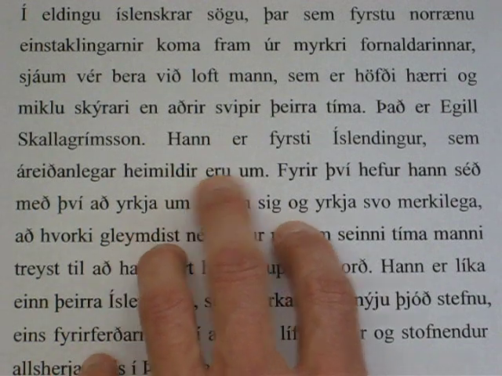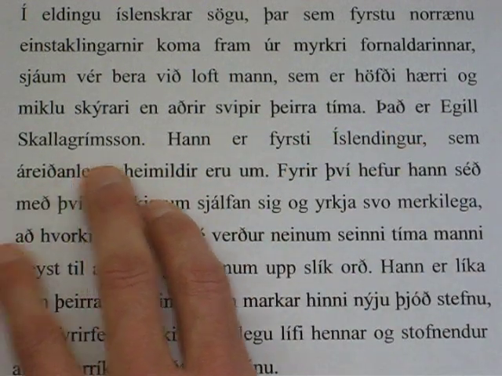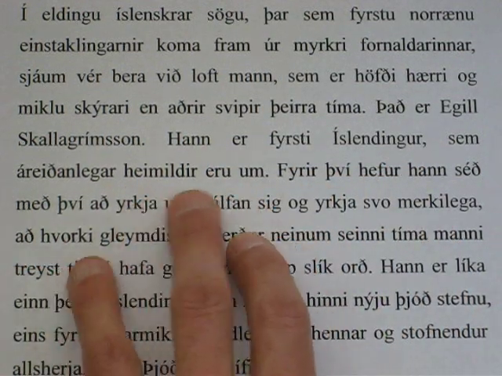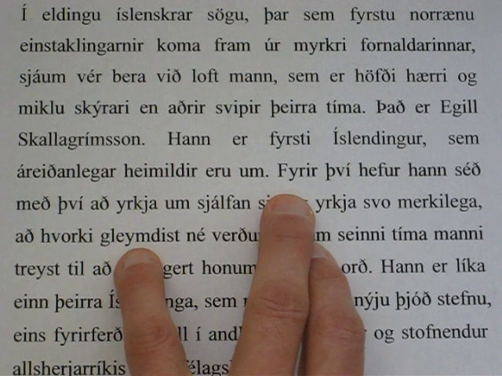So he's the first, this is Egil Skallagrimsson, and he is the first Icelander about whom we have reliable information, about whom there are reliable sources.